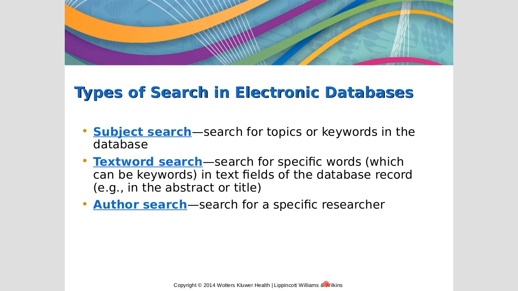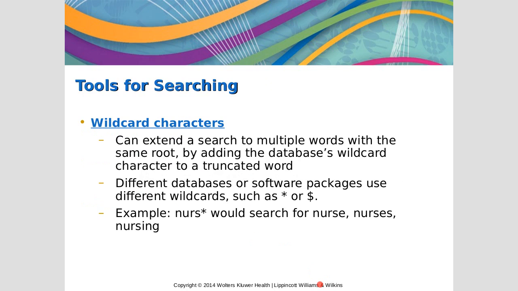Types of searches in electronic databases: you can do a subject search for the topics or keywords in the database. You can do a text word search for specific words, or you can do an author search too. And many of these databases, whether it's CINAHL or PubMed, allow all of these types of searches. Just look for the advanced search button, and you're able to hone in on a lot of things. You can also use wildcard characters.